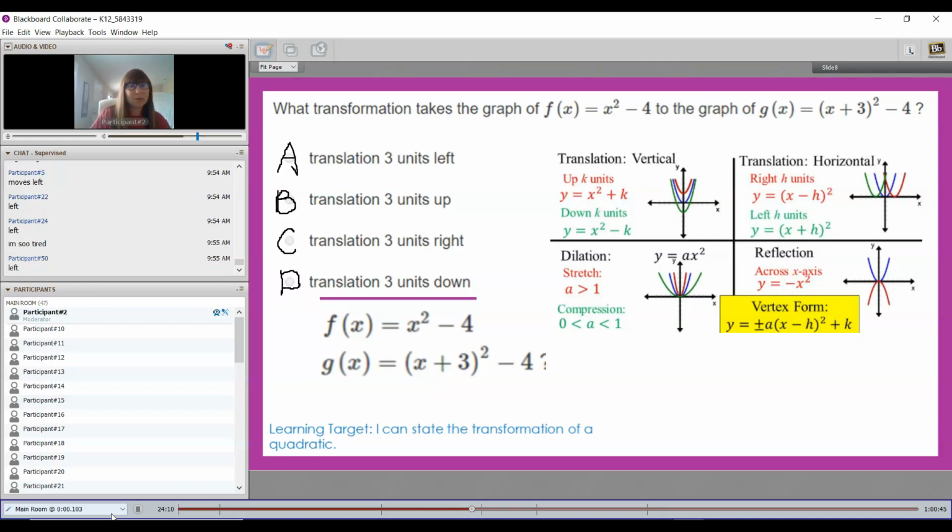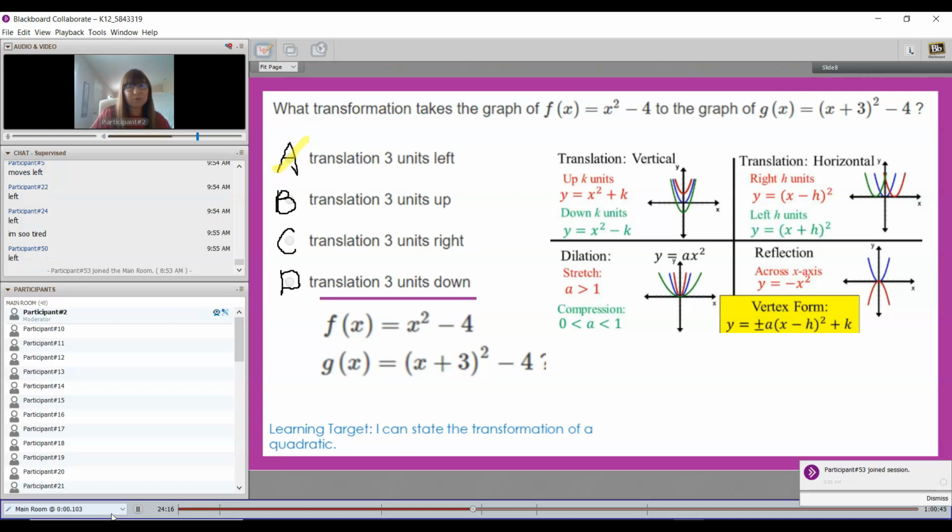So the correct answer here would be A. It goes 3 to the left. Remember, that's the opposite sign. Because it was plus, it's going to shift to the left. Use these. You can see how this has parentheses, and if it's minus, it says it shifts to the right. If it's plus, it says it shifts to the left.